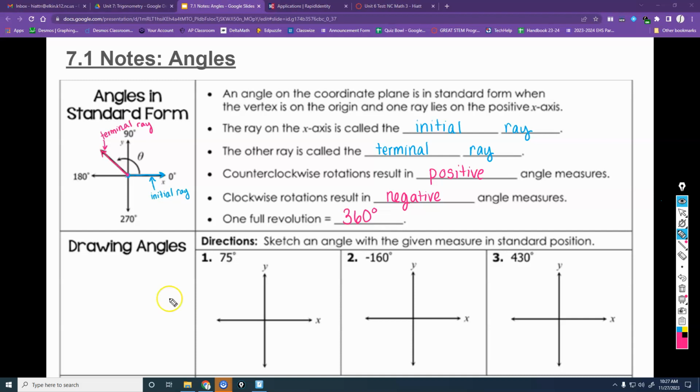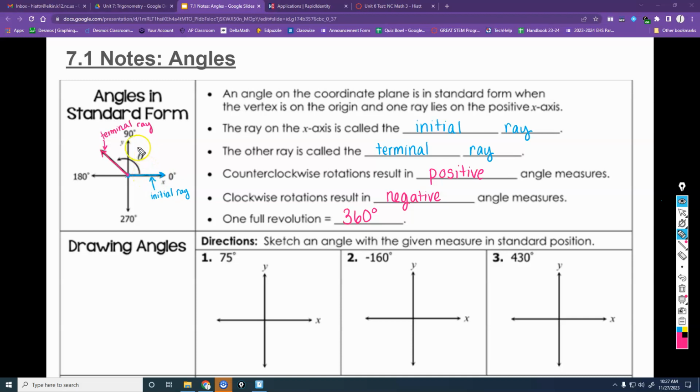You will notice on this graph that they have given you four angles already marked. The initial ray, the one that I've marked in blue, is always going to be on the positive x-axis. And that initial ray is at 0 degrees. That's where we start from. It's our starting point, so it's called the initial ray.